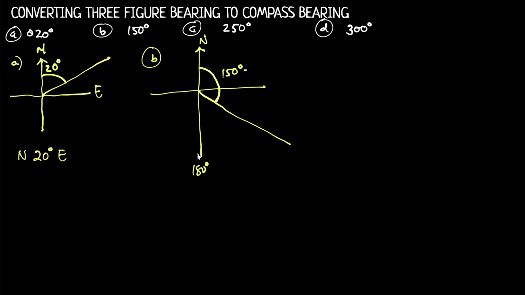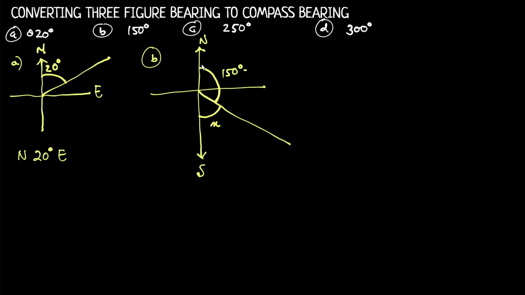Now, this is a compass bearing that we are trying to convert to. So we need this place, which is the south, and we need to find the angle here. Remember that the angle you are going to be putting down has to be made with the north-south line. So how do we get the remaining angle here? Let's call this angle x. How do we find x? We subtract 150 from 180.